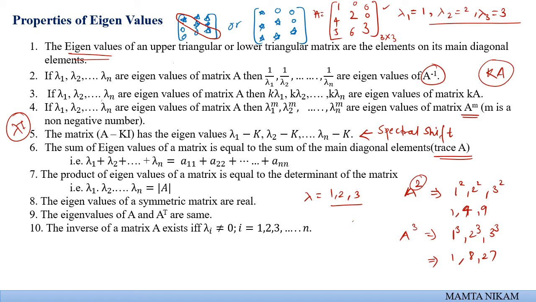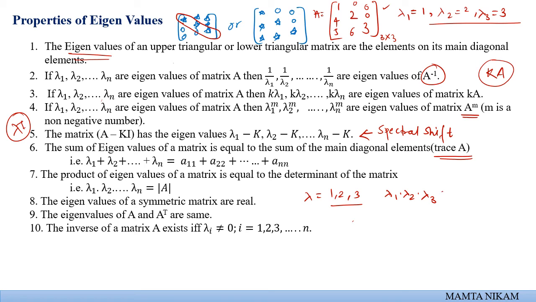नेक्स्ट प्रॉपर्टी सेज प्रोडक्ट ऑफ आइगन वैल्यूज ऑफ अ मैट्रिक्स इज इक्वल टू द डिटर्मिनेंट ऑफ A. मतलब जो भी आइगन वैल्यूज हमने फाइंड आउट किए, उनका प्रोडक्ट और उस मैट्रिक्स का डिटर्मिनेंट इक्वल होता है. सपोज वी हैव 1 2 3 फॉर दिस मैट्रिक्स A. तो इसकी प्रोडक्ट लैम्डा 1 इंटू लैम्डा 2 इंटू लैम्डा 3 हो जाएगी 6. अगर इसका हम डिटर्मिनेंट फाइंड आउट करते हैं, तो 1 इंटू 6 माइनस 0 माइनस बाकी के टर्म्स तो 0 है, मतलब 6. तो प्रोडक्ट इज इक्वल टू डिटर्मिनेंट.